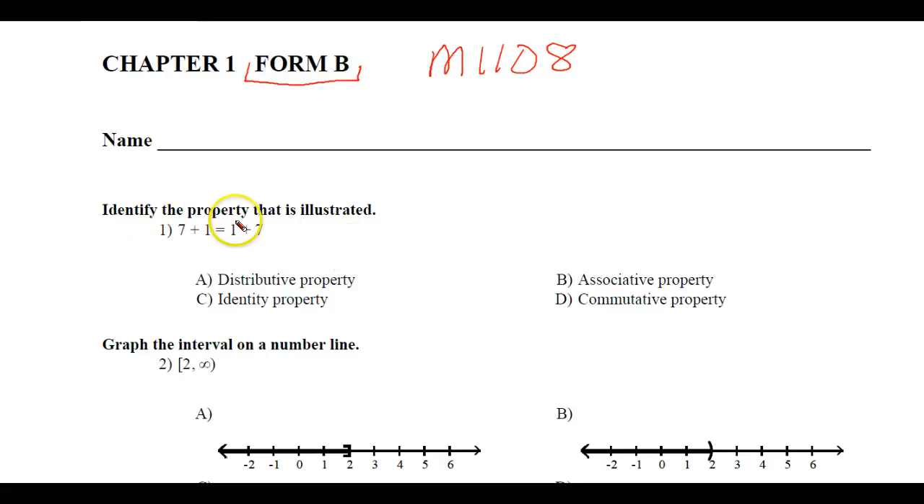They're asking you to identify the property that's illustrated. And what do you see here? Well, there's an equal sign, and it's 7 plus 1 and 1 plus 7. In a sense, this could have been considered A plus B equals B plus A. And you may recall this is the commutative property.